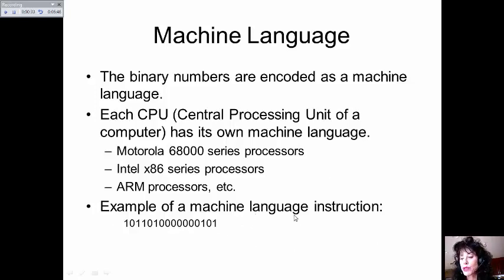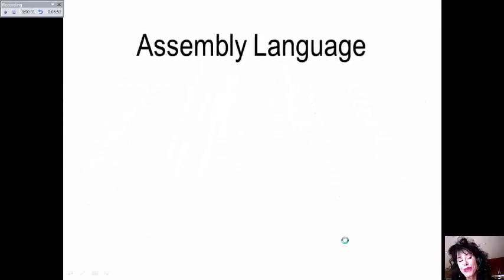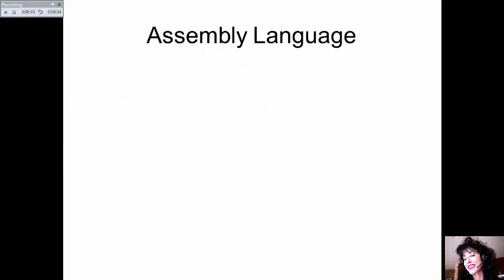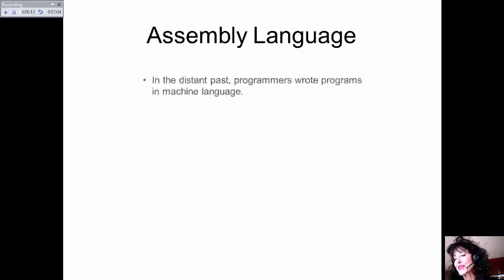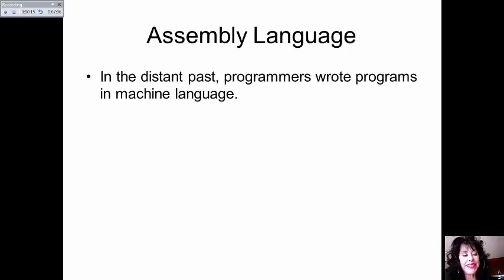Here's an example of a machine language instruction. Look at all these 1s and 0s. That'd be pretty tough to program in machine language. I don't know if you'd want to do that. I got to say, though, I've done it when I used to be an electrical engineer, and it's a little bit difficult to troubleshoot. Let's talk about assembly language.